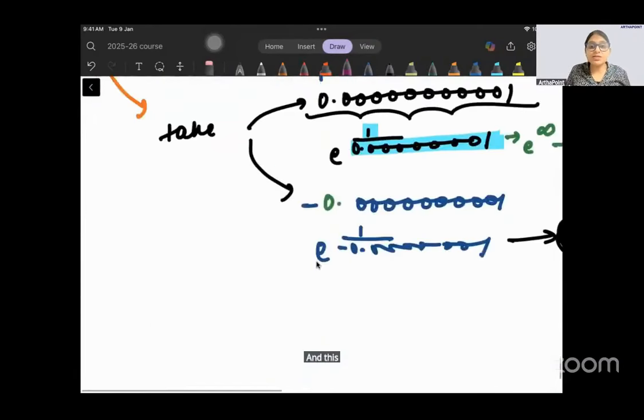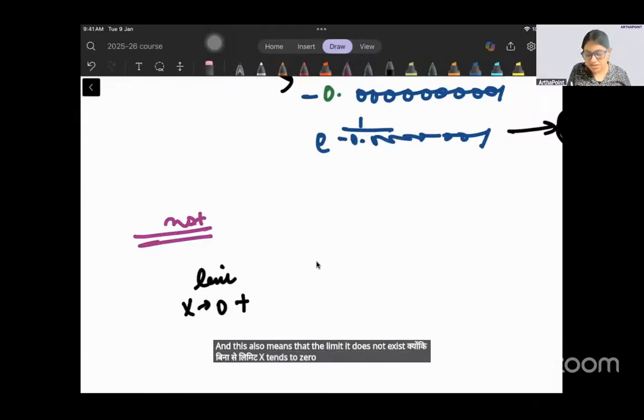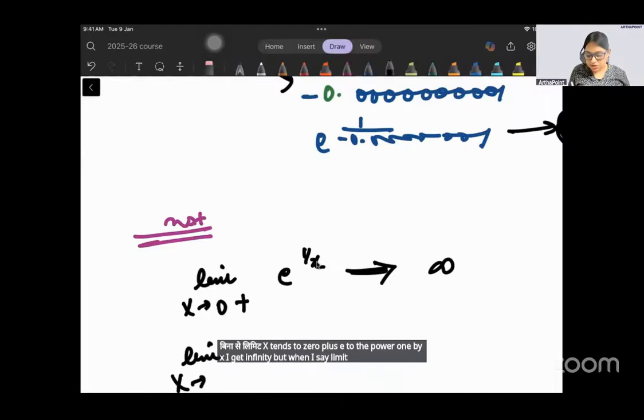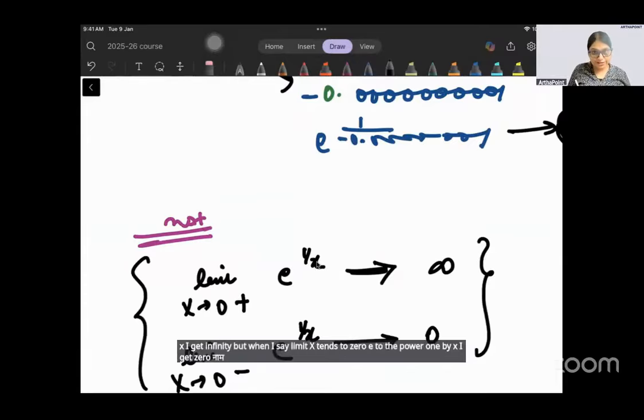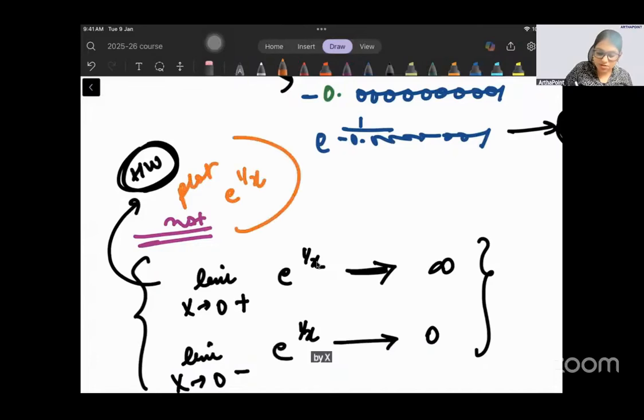And this also means that the limit does not exist. क्योंकि when I say limit x tends to 0 plus e to the power 1 by x, I get infinity. But when I say limit x tends to 0 minus e to the power 1 by x, I get 0. Now holding this important information, homework for all of you. I will not do it in class. I have given you enough hint. Homework: plot e to the power 1 by x. ठीक है? Okay.